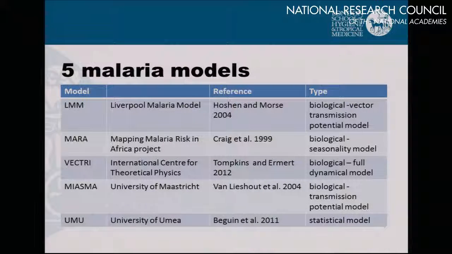Just a final slide, because I know I'm running out of time, is on the malaria intercomparison models. So there are 5, there's probably another one as well, global malaria models. And you can see the right-hand column basically tells you whether they're biological, these deterministic models, or statistical. Okay? So the LMM and Vectri were biological models. And also the Vectri one had complex models of population movement in it as well.